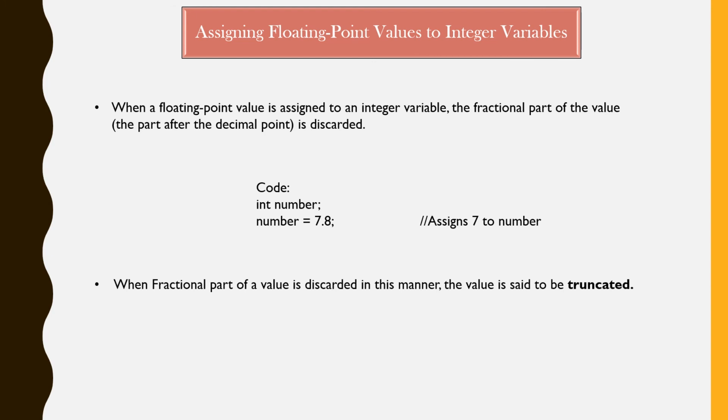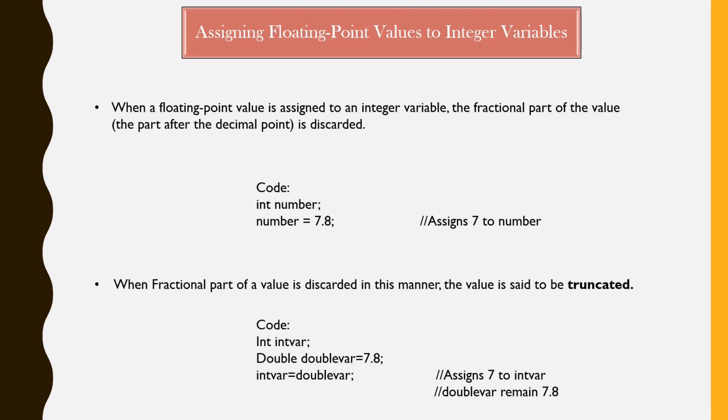For example, look at the following code. The integer variable int_var is declared, and the double variable double_var is declared and set equal to 7.8. In the third step, the integer variable is set equal to the double variable, but only the value 7 is assigned to the integer variable, and the double variable remains as it is.